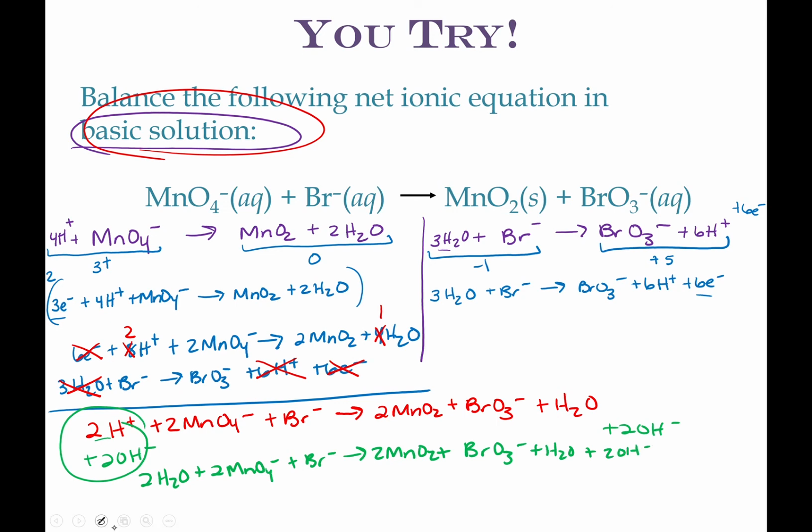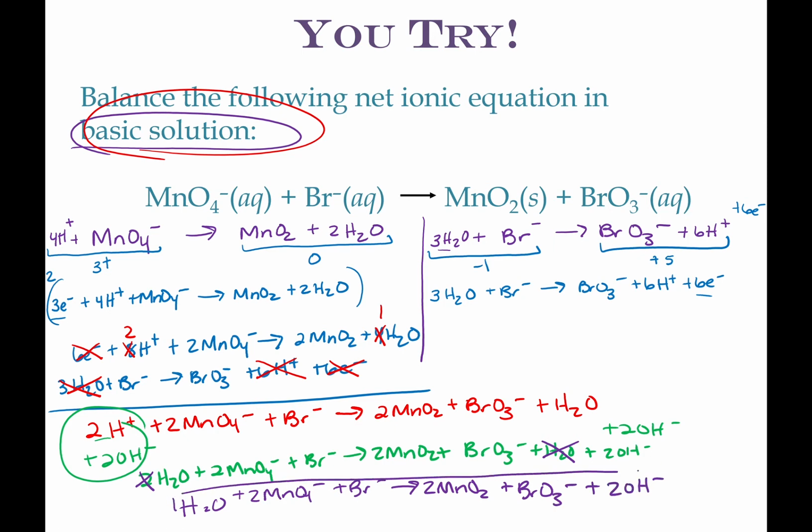The water here cancels one of the waters here, and now we have our final answer of H2O plus 2MnO4 minus plus Br minus yields 2MnO2 plus BrO3 minus plus 2OH minus. So that is our final answer.